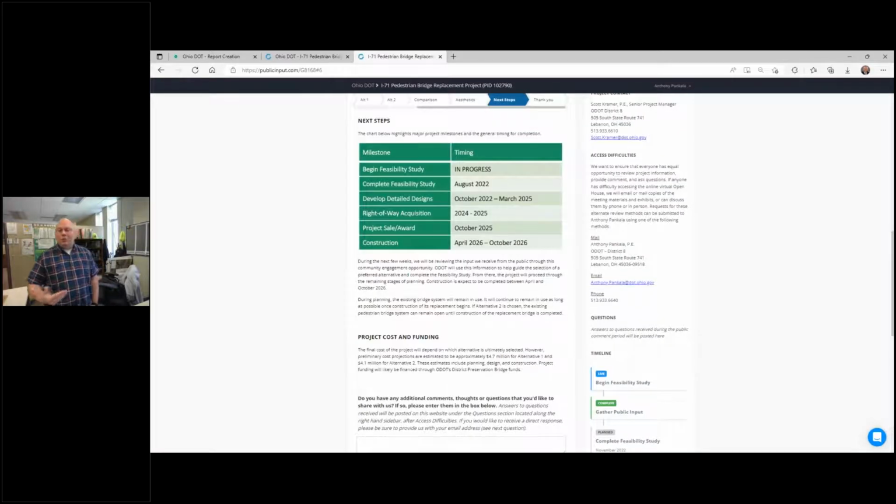Then we follow up with the next steps in the process of the project so they understand how long it's going to take for this to take place. Since we were conducting this PI so early on, we want to make sure they understand that this is long-term, the bridge isn't going to be built next year. It's going to be a few years down the road.